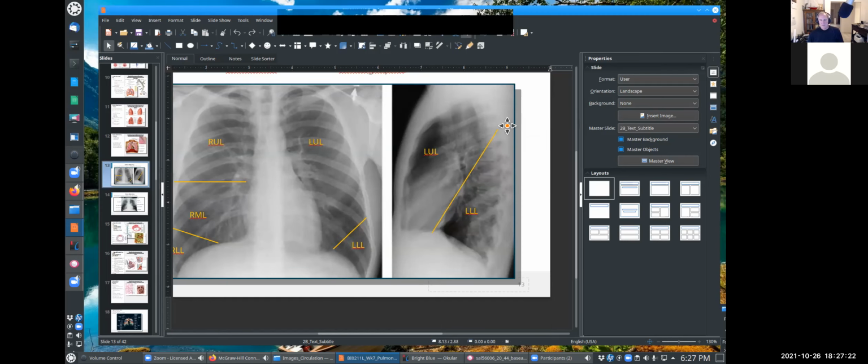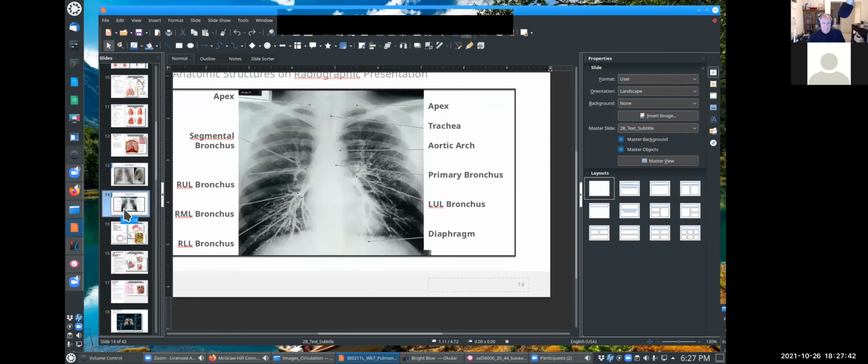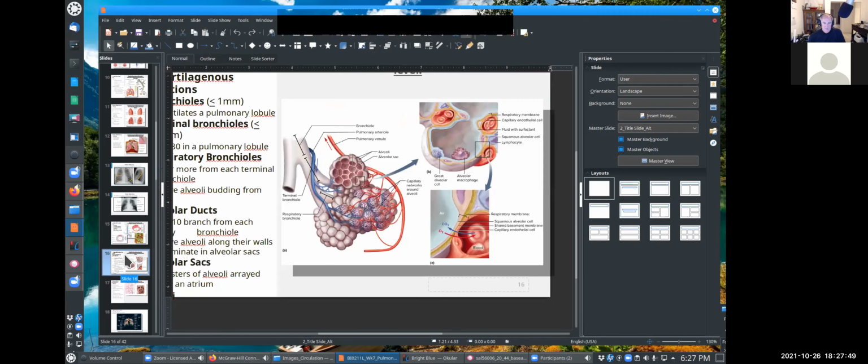And so these are called oblique fissures between the upper and lower lobes on both lungs. And then the middle lobe has the horizontal fissure that separates it from the upper lobe. Basically, in the right lung, the upper lobe is just kind of cut in half. And this is showing the segmental bronchi here.